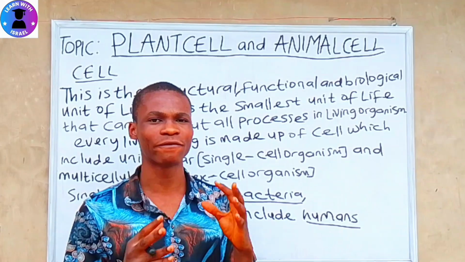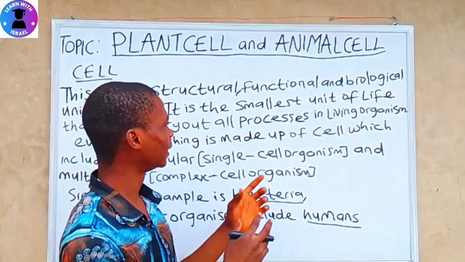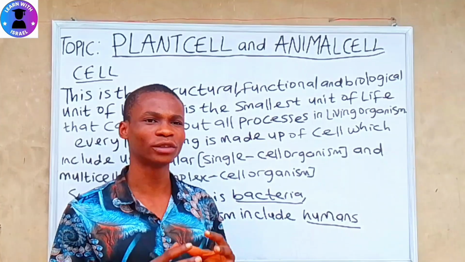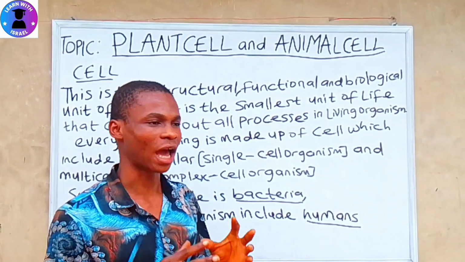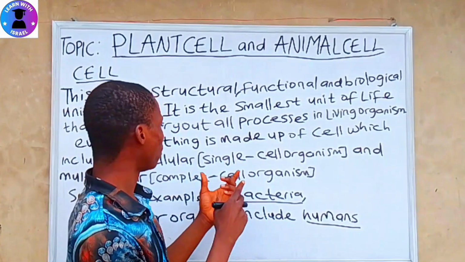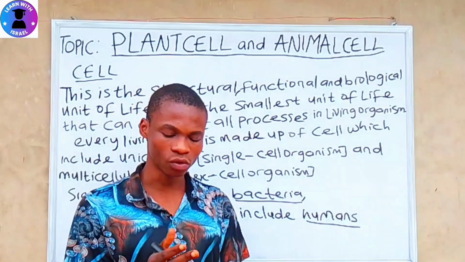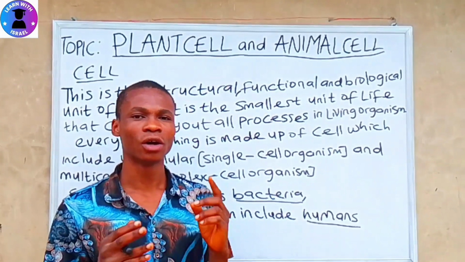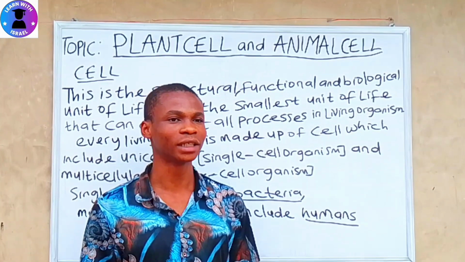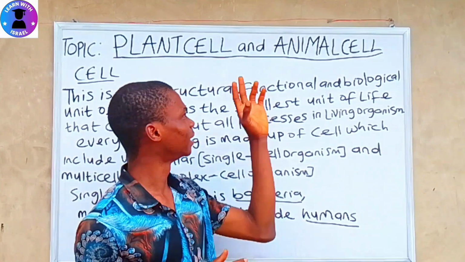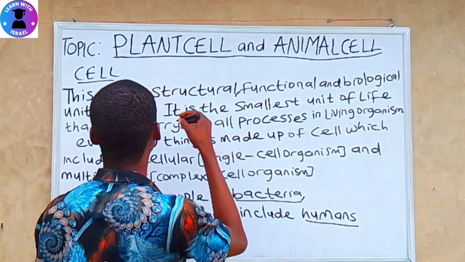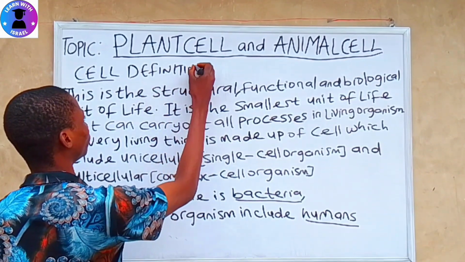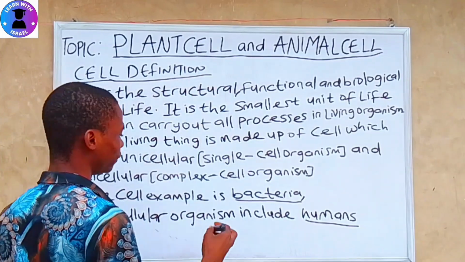So guys, we are done with the definition of cell, and we talked about that cell is the structural, biological, and functional unit of life, and also explained that cell is the smallest unit of life that can carry out all processes in living organism. And also I explained that cell consists of single cell, which is also unicellular, and multi-cell, which is also complex. Human belong to complex. So we are done with definition of cell, for those that are jotting notes down.